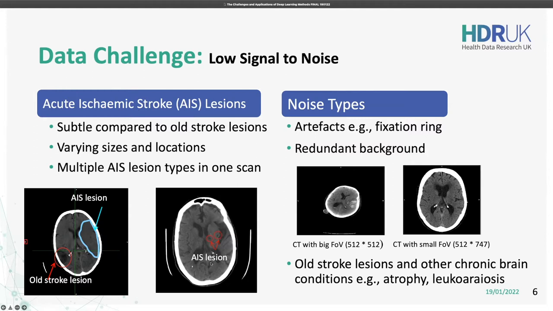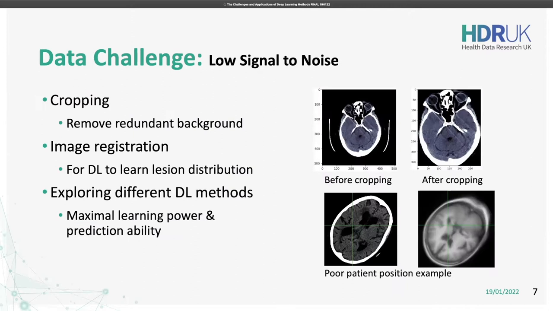As to the noise, we can get lots of noise from the fixation ring, like this is to hold the patient's head, and redundant background. So with a big field of view, you can see lots of background. The blank doesn't have much tissue, but for this one, it has much less background. Also, because lots of patients are old, other noise like old circulation and chronic brain conditions like atrophy or white matter issues will also influence the algorithm to detect the lesion. So to deal with this kind of thing, what we did is cropping. We crop some redundant background. Also, we can also crop this fixation ring artifact as well.